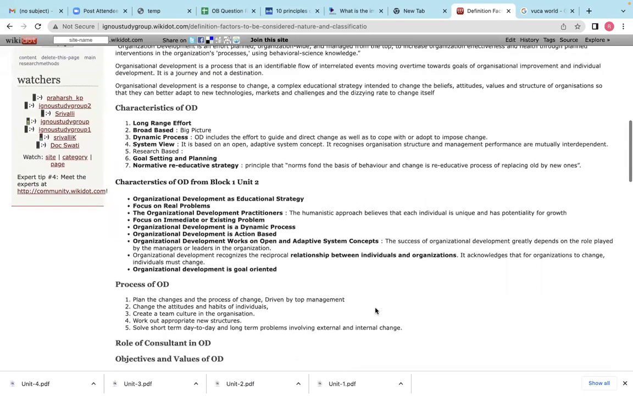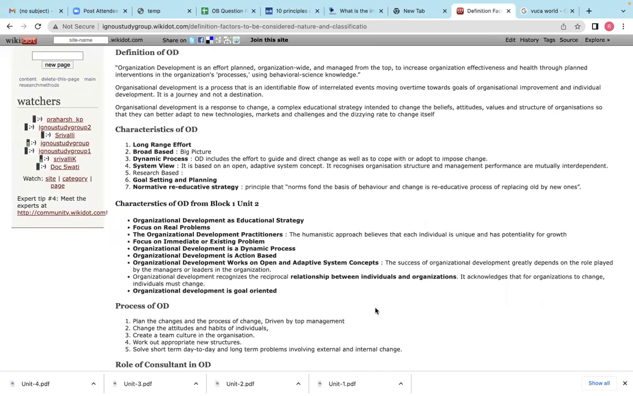So I'll take it at a much greater pace. It's a planned activity which is done by an organization to improve its effectiveness, right? And this is something based on behavioral science. So that is exactly what OD is. It is impacting the entire organization.